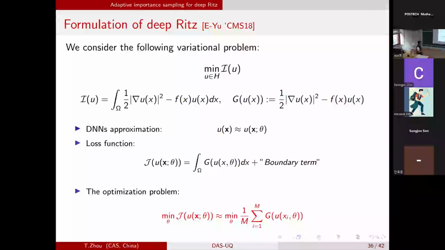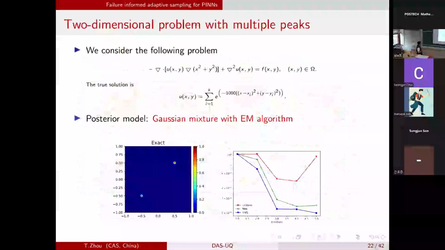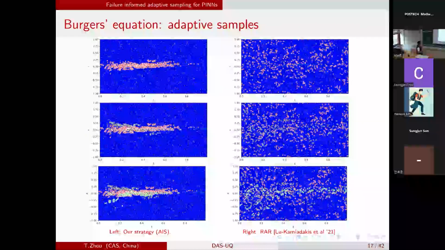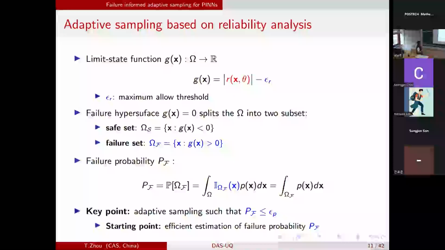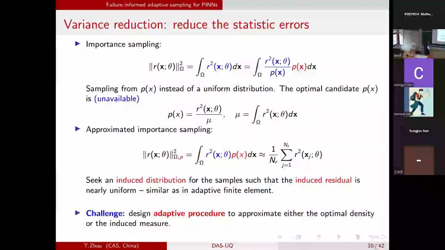So the idea is a little bit different from PINNs. But in PINNs, you can see that the residual is always positive. You just consider minimizing the residual, which is always positive. I can go back to the beginning. This is the only difference between PINNs and the Deep Ritz method. In PINNs, you are minimizing this quantity, which is always positive.